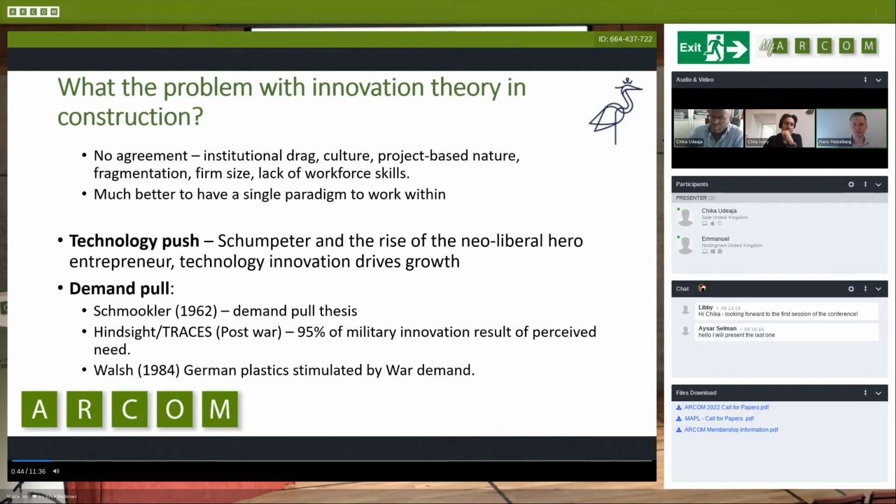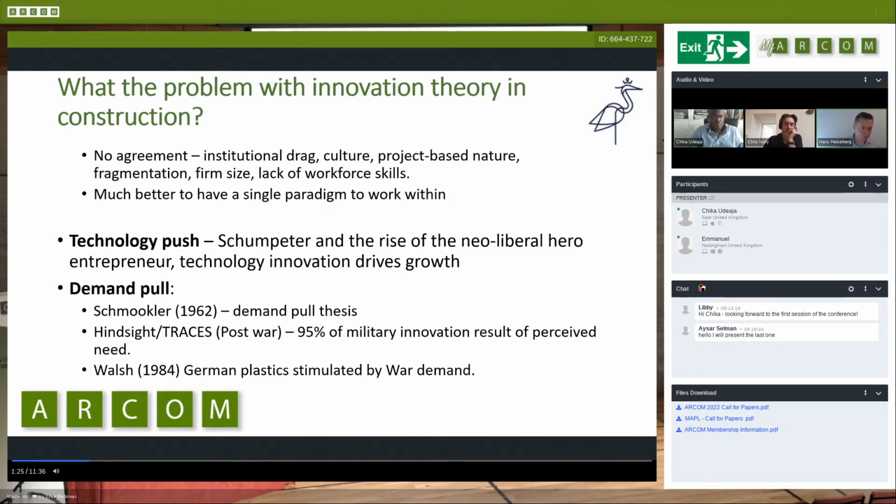So what is the problem that we're talking about here? What is the problem of innovation in construction? Well, one of the key issues is that there is no agreement between researchers in innovation in construction. So we have the idea, for example, of institutional drag, the idea that organizations that have become set in their ways, and regulation, etc., tend to get in the way of innovation, and so create a drag. We have the idea that the construction industry has a very low culture of innovation, where there's a lack of interest in innovation, there's no habit of innovating.